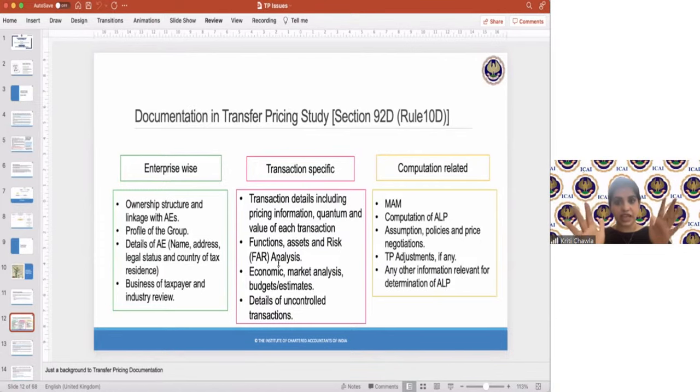So that is just for transaction one. Then for transaction two also, what is the most appropriate method? Why are you rejecting other methods? Why are you selecting a particular method? You have to give all those kinds of details.